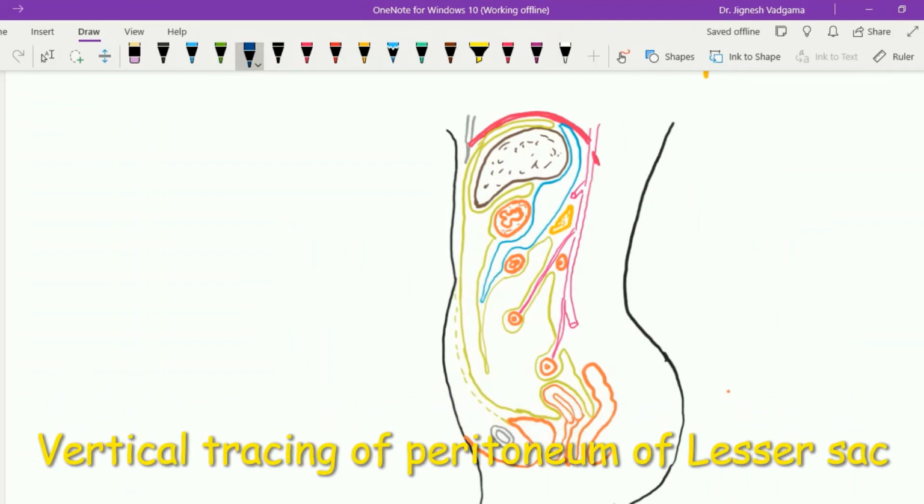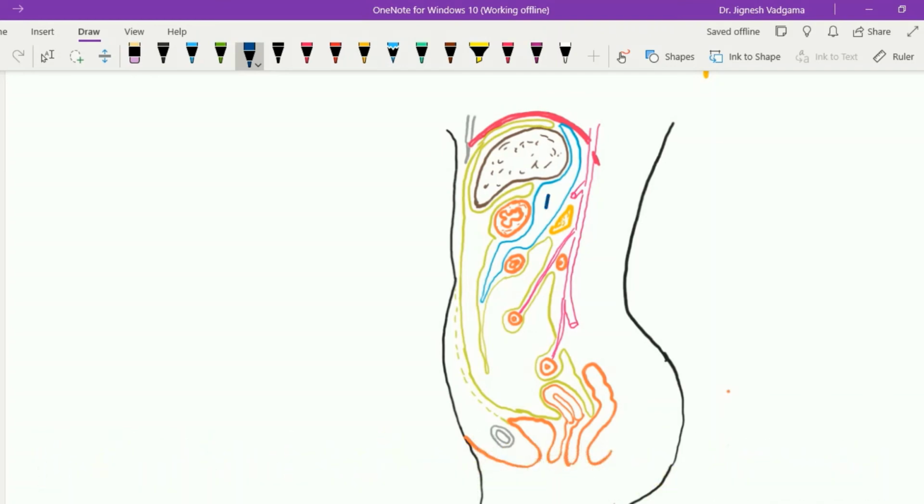Now let's trace one more sac, which is situated behind the stomach, and this sac is the lesser sac. When we trace this lesser sac, the visceral peritoneum layer which covers the surface of the liver continues as the posterior layer of the lesser omentum and covers the posterior inferior surface of the stomach, then continues as the second and the third layer of the greater omentum.